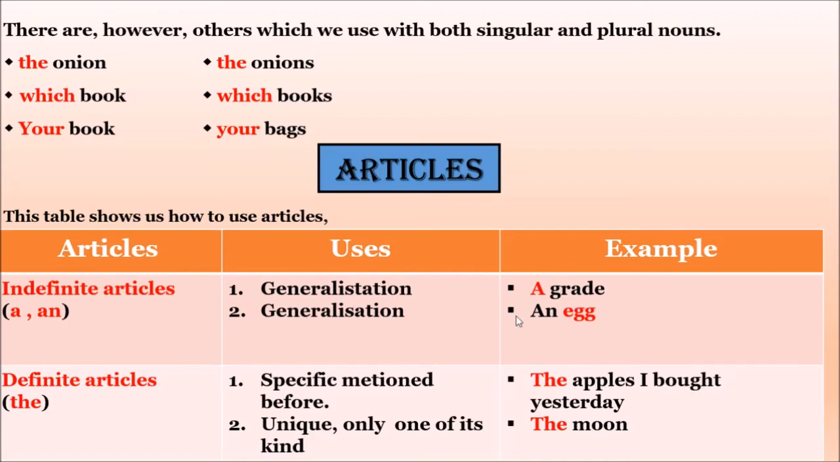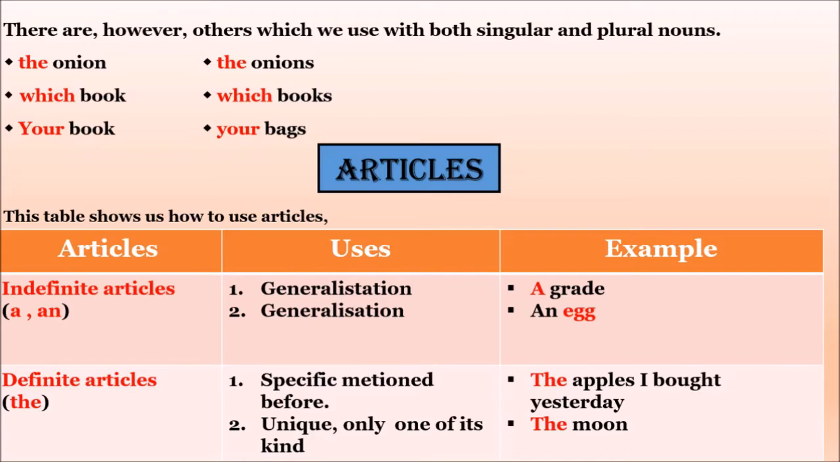And the difference between a and an: an is used only in front of a word whose first letter is a vowel, and for words whose first letter is a consonant, a will be used. This is a basic hint for you guys. Indefinite articles are used only to generalize the words. For nouns starting with a consonant you have to use a, and with vowels we have to use an.